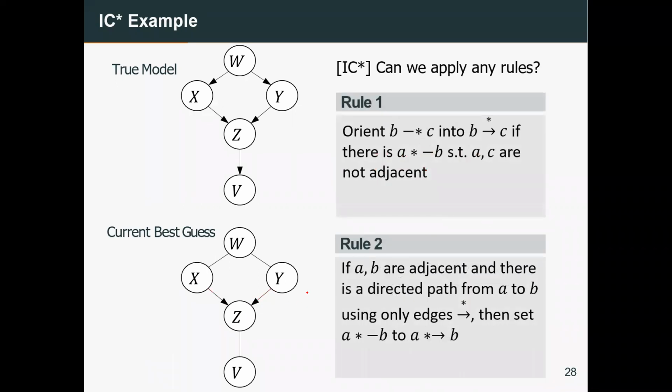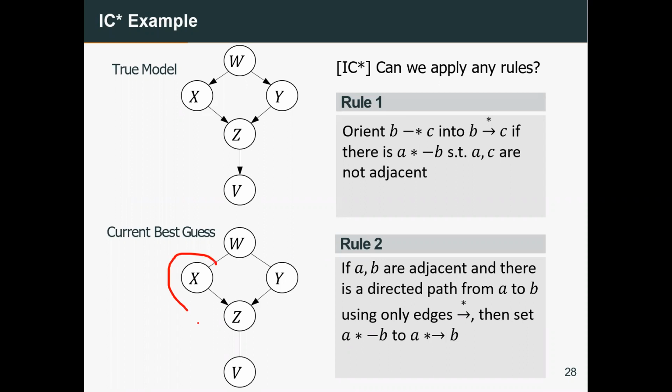So now the idea is that we can't really do much more with just the normal IC algorithm. What can we do with IC star? I was intending to ask about what the best option was, or which rule we can apply here. But for the sake of time, I'll just say that rule 1 is the one that we want to be using here.